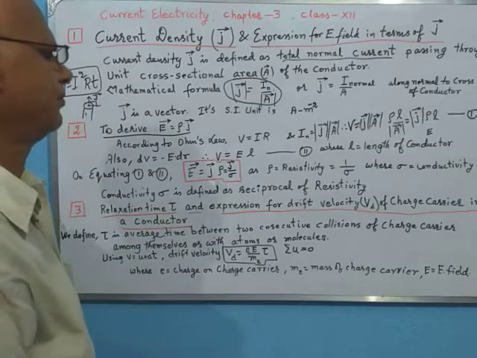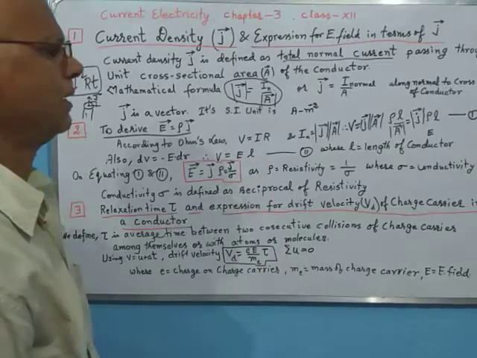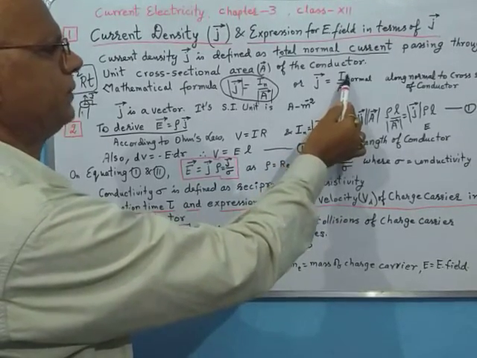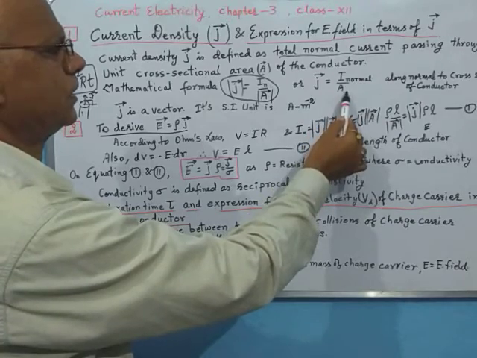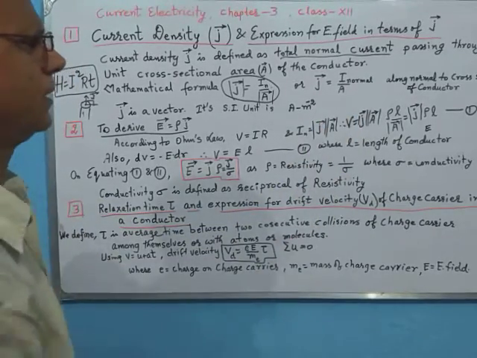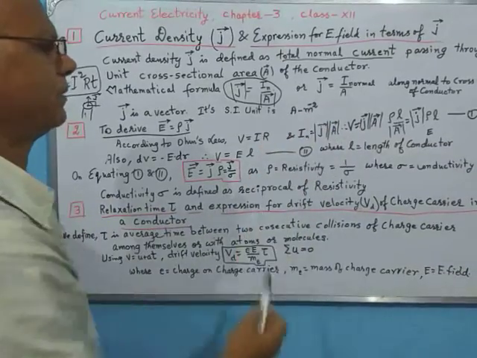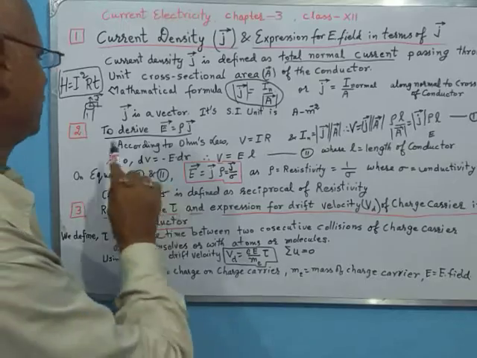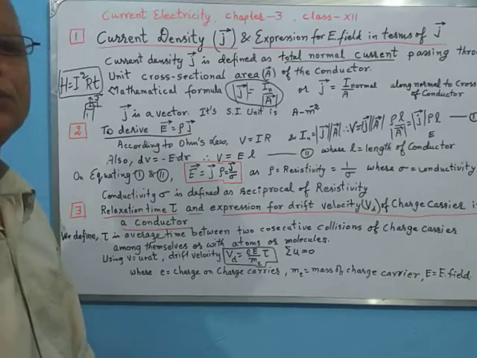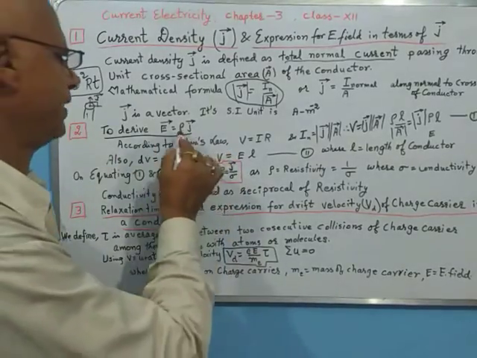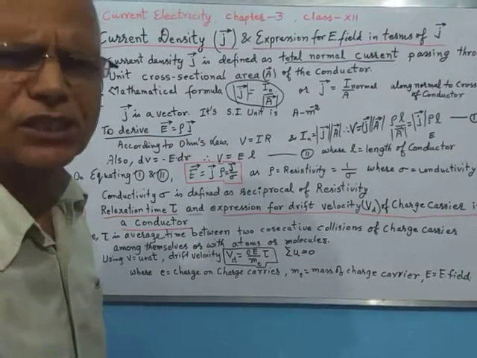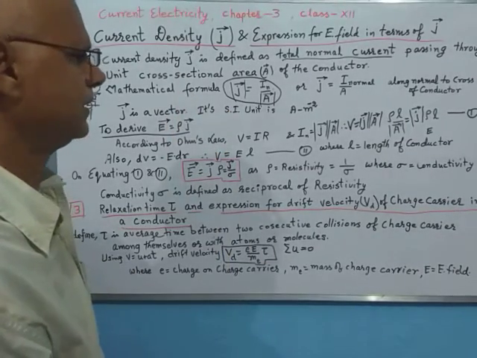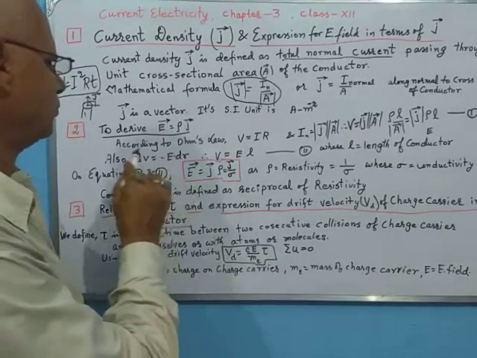It is a vector therefore, and the SI unit is ampere per meter square. You see, current is given in ampere and cross-sectional area is given in meter square. So we have ampere per meter square, or ampere meter to the power minus 2. Now we have to derive the relation E = rho J, where rho is the resistivity we have already discussed, and J is the current density we have just talked about. So how are we going to derive it?